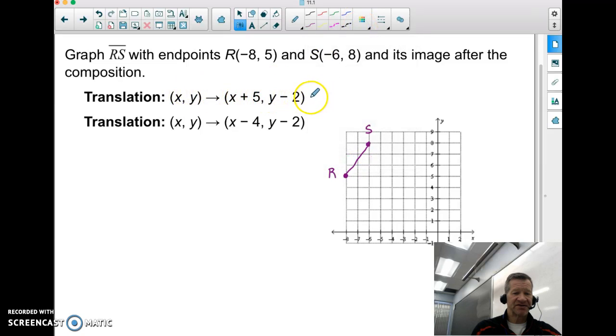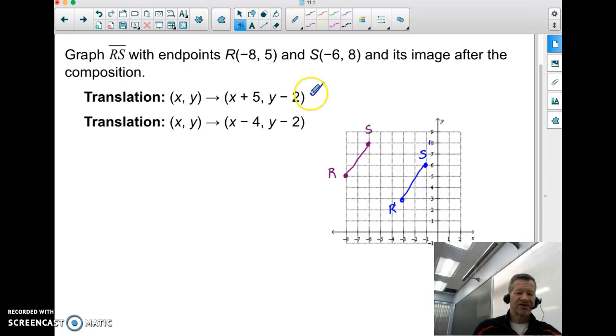Now, what I want to do is translate this using first the translation x plus 5, y minus 2. Now what does that mean? Move the points 5 to the right and 2 down. So 5 to the right, 1, 2, 3, 4, 5, and 2 down. There will be S prime. And then same thing, 5 to the right and 2 down, there will be R prime. So now the points are right there.